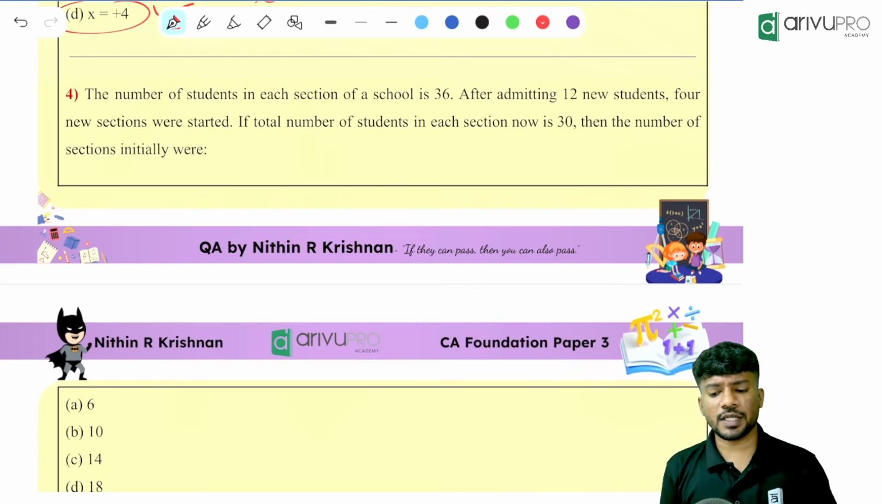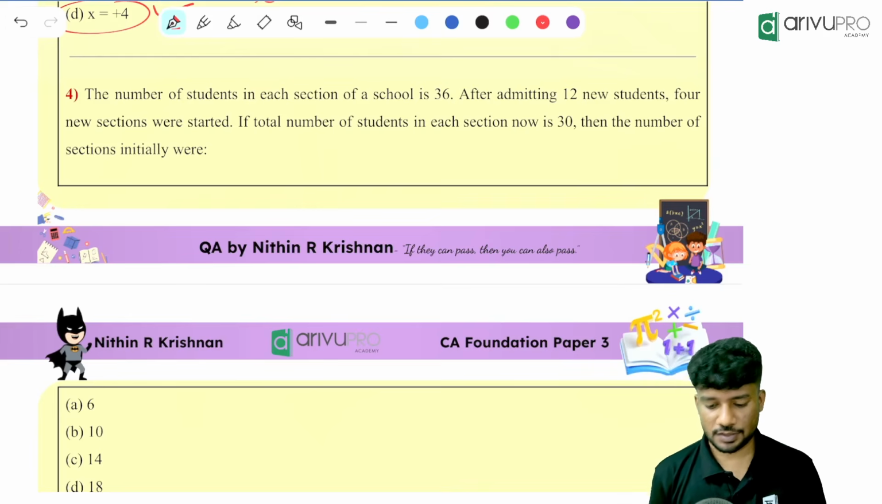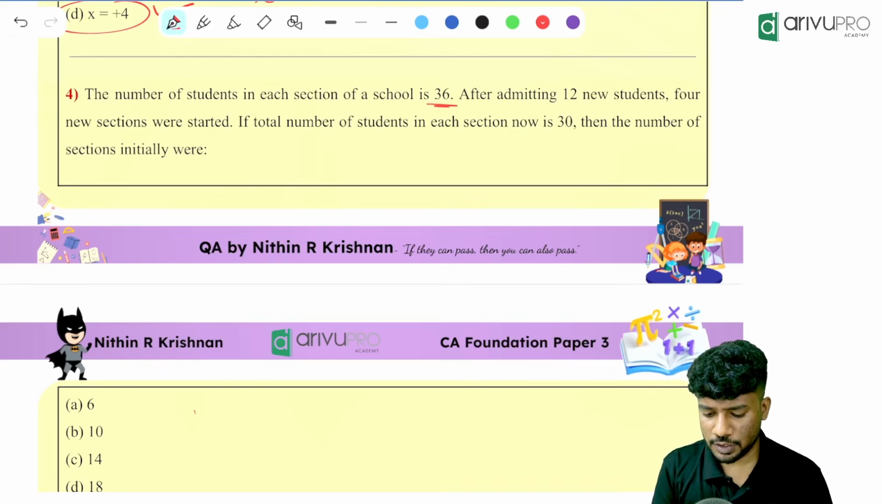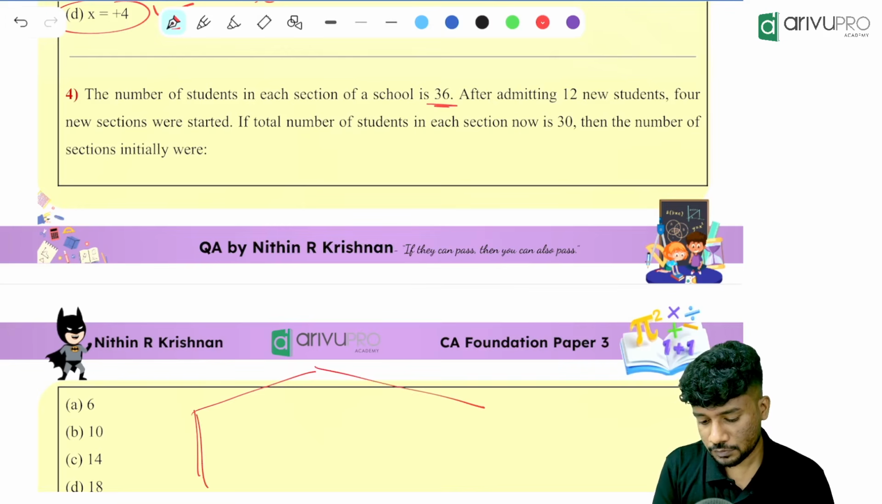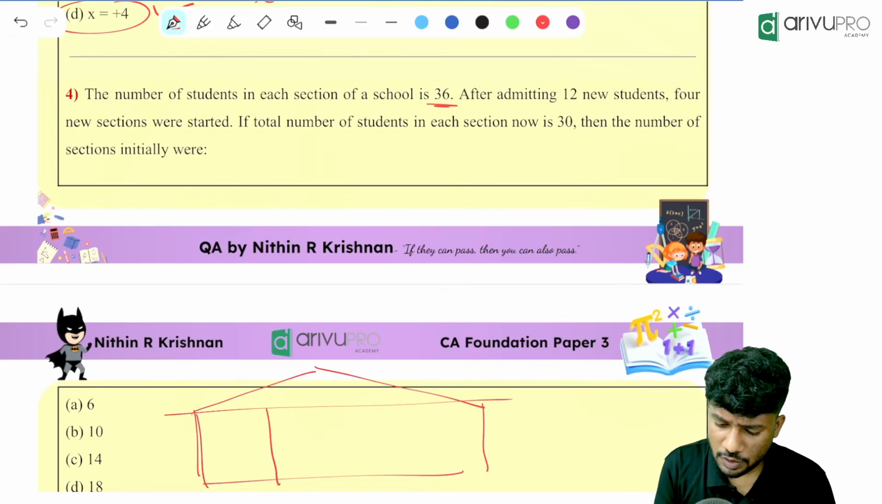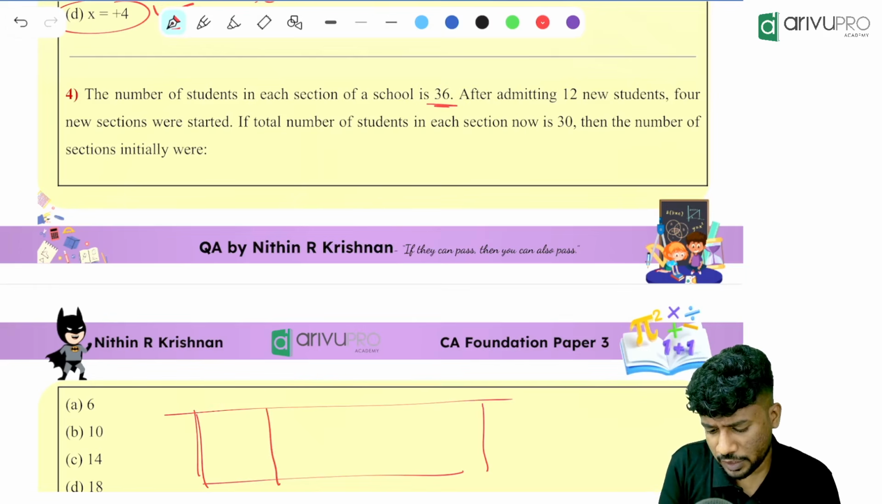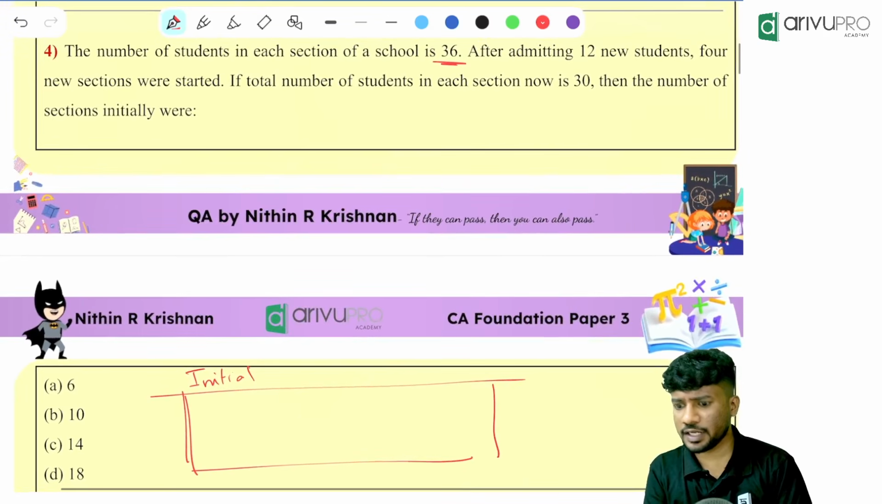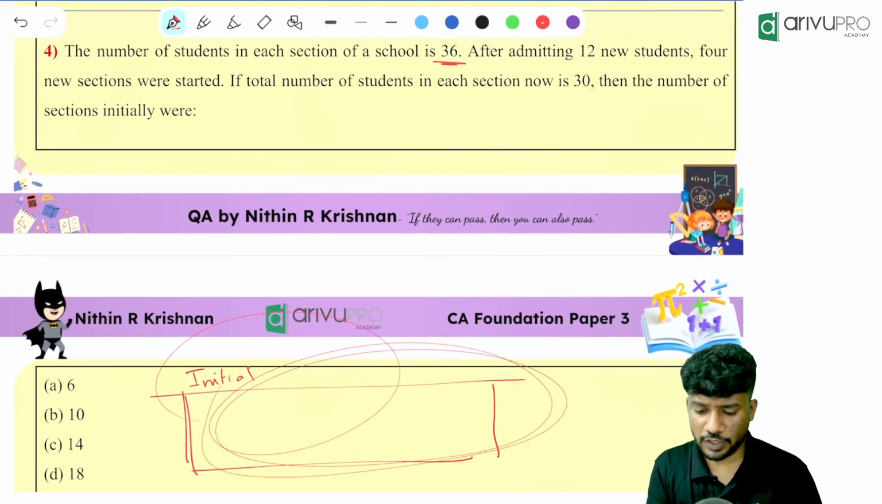The number of students in a school is 36. So, how many students are there in a school? 36. So, can I build the school now? Oh, each section. Okay, fine. So, the school is here. Correct? Now, in the school, initially, instead of this, I will write initial over here. Initial number of students are there. Is it visible for everyone or is it smaller? Should I write it bigger? No. Okay, fine.